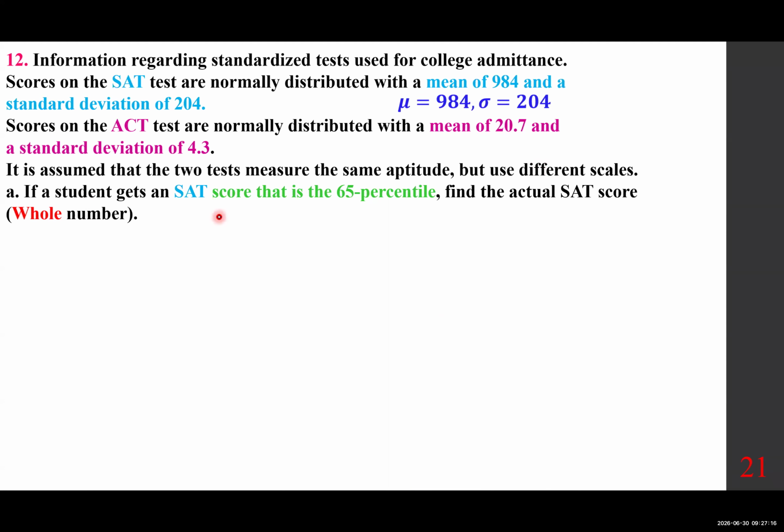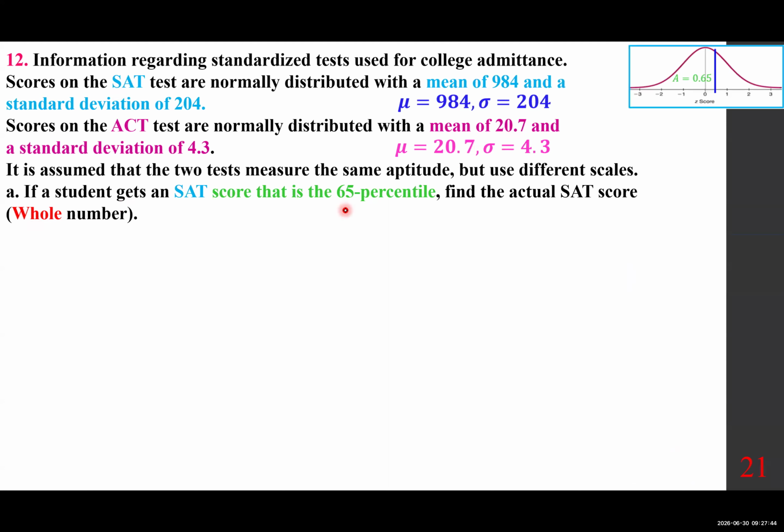If a student gets an SAT score that is at the 65th percentile, find the actual SAT score, and they want us to round it. So let's write the information for this piece. Mu is 984, sigma is 204. For this one, mu is 20.7, sigma is 4.3. So we're using different colors to indicate what's going on. So SAT score 65th percentile. So that means the area is 0.65.